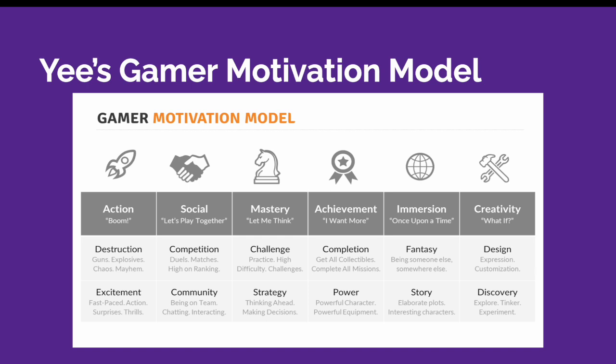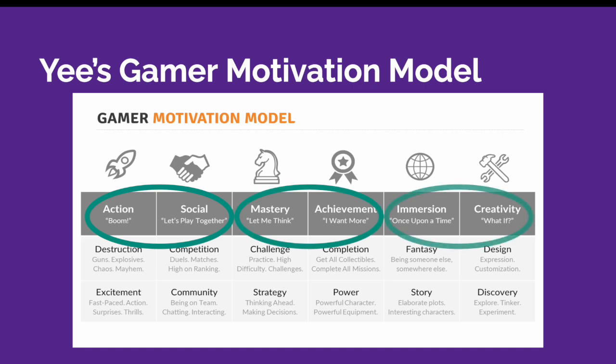And then below that, he did some fancy statistics that are frankly a little bit beyond even me, but he was able to break each of those down into a couple of different sub-aesthetics as well. And then at the other end, he observed that the six motivations tend to cluster together into these three trios more often than not, which are action-social, mastery-achievement, and immersion-creativity.